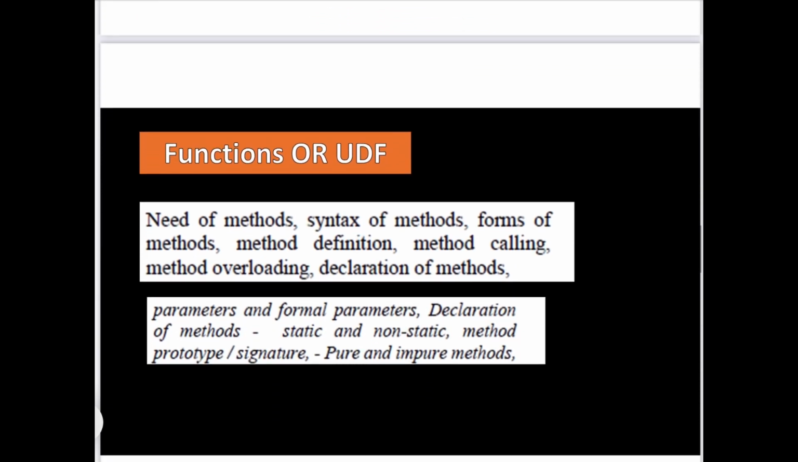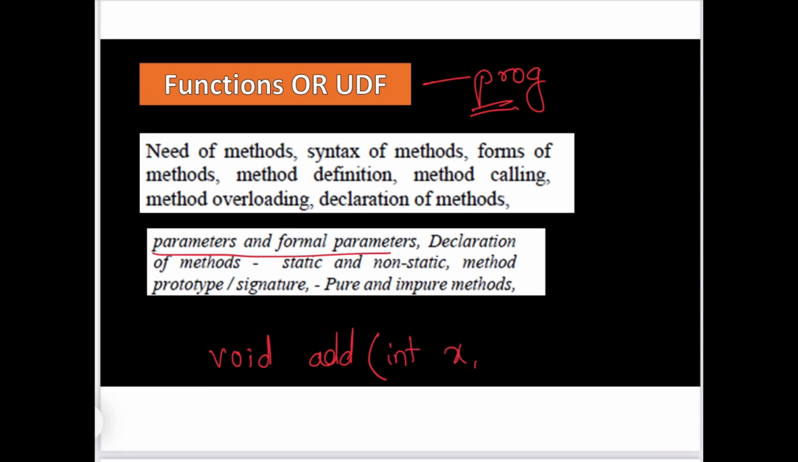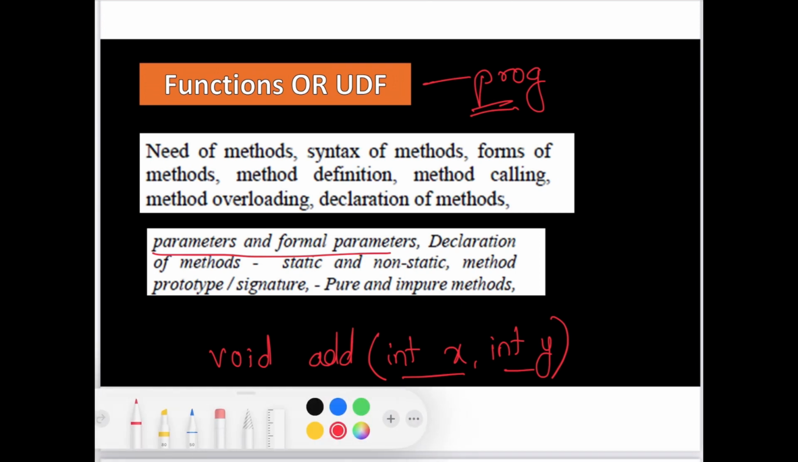Next topic is function. Function is important because, as we look at the programming part, this is very, very important for programming, and in theory they may ask about signature and prototype, formal parameter and actual parameter. What is function prototype? See, if I write like this, void add(int x, int y), this is the function signature, right? Now what are these x and y? They are called formal parameters.